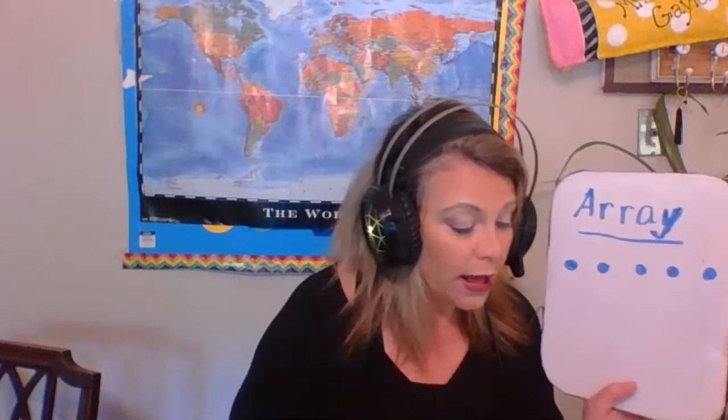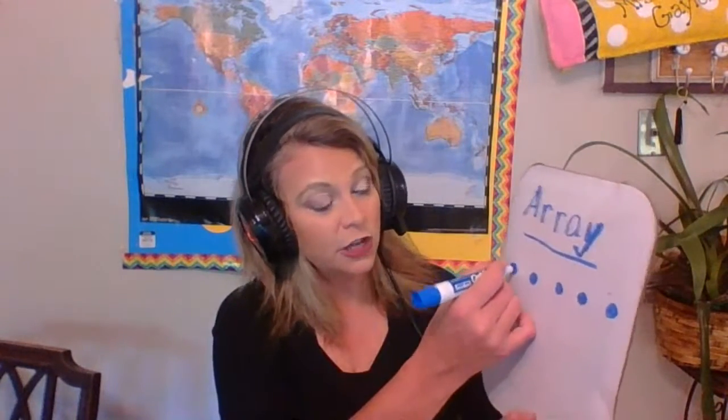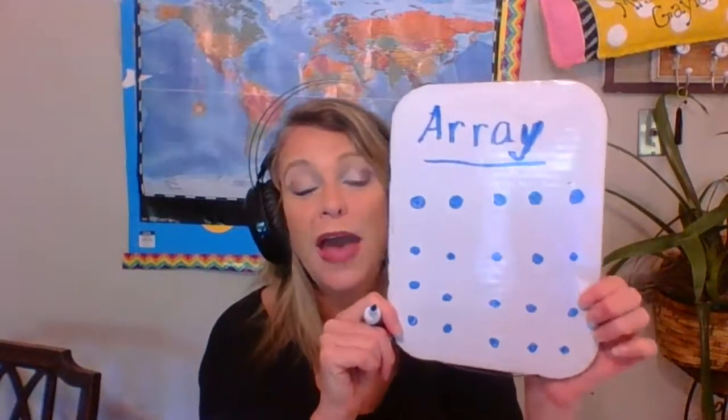All right, so each row has 5 stickers. So we're going to put 5, 1, 2, 3, 4, 5. Every row has 5 stickers. It says each column has 4 stickers in it. So let's go down. This is a row. The column has 1, 2, 3, 4. Your job is to fill in the rest. 1, 2, 3, 4. 1, 2, 3, 4. 1, 2, 3, 4. How many stickers do you have?